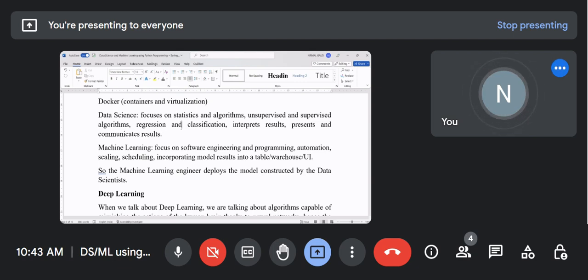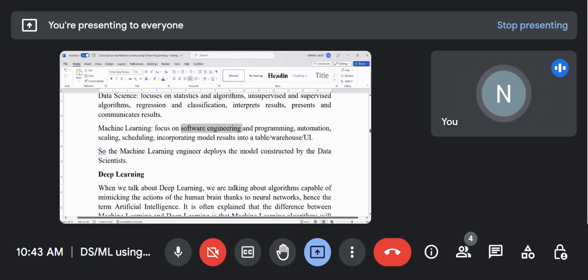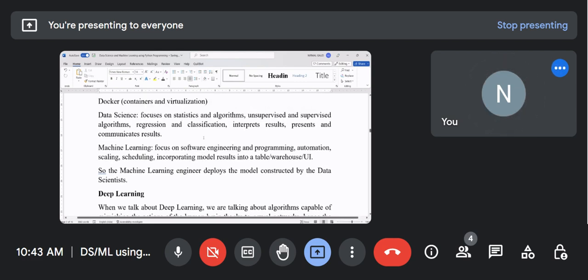This is what you need to do. And machine learning basically focuses upon engineering, software engineering, and programming. So what is the difference between data science and machine learning? I already told about it, but again I'm explaining. Data science deals with data exploration, data gathering, preparation, and exploratory data analysis. It deals with mathematics and statistics.